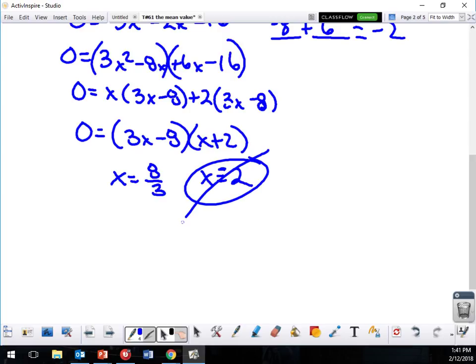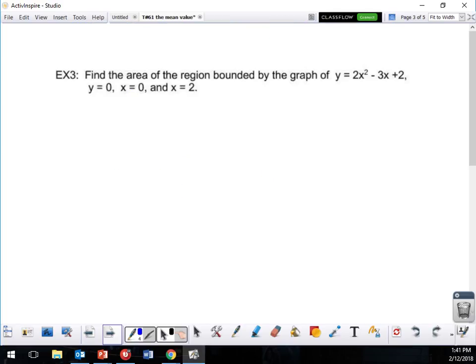Okay, so let's take a look at my last problem here. Now, I have to go through and read this to figure out what information is given to me and what I need to find. I have a graph, have this, this, and this. So let's see.